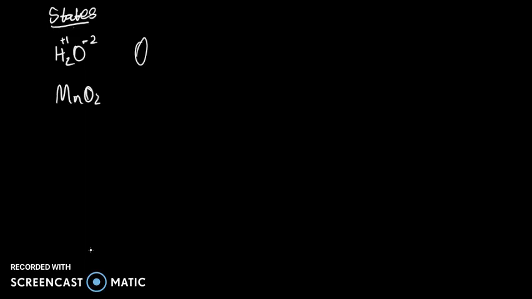Manganese has a +4 charge, right? And then oxygen has a -2 charge. Because of this, 2 times the -2 is -4, plus the +4 gives us 0. And oxidation numbers are this other thing. Oxidation numbers are more to do with metals, where you've probably seen iron(III) in brackets, which just means iron 3+, iron(II) means iron 2+, etc.